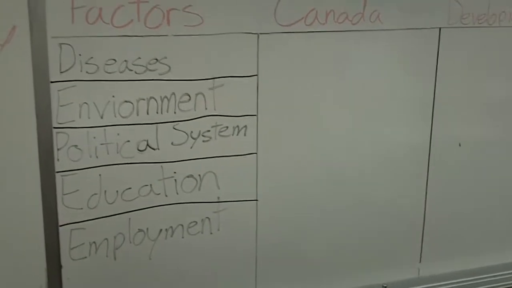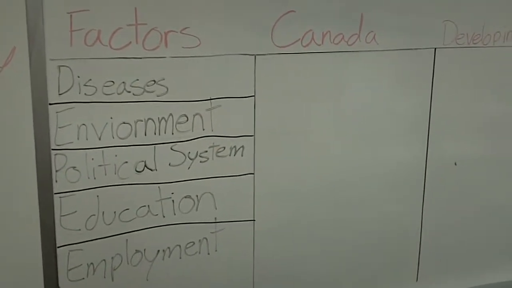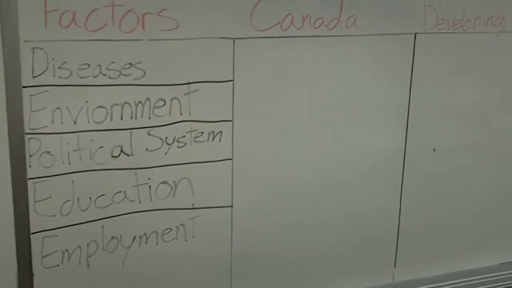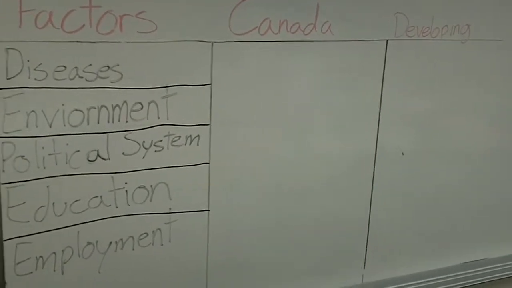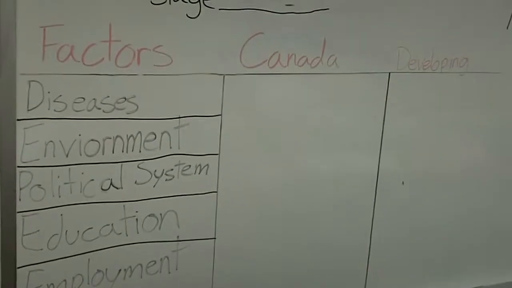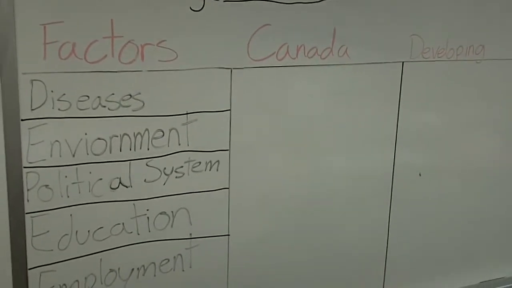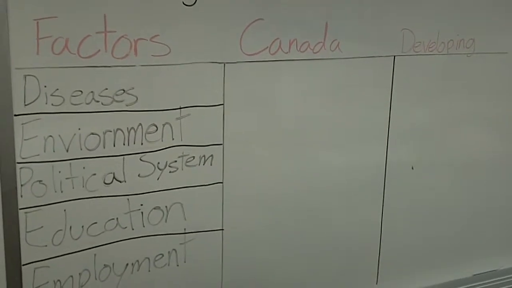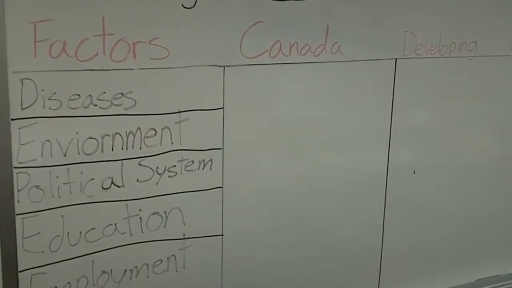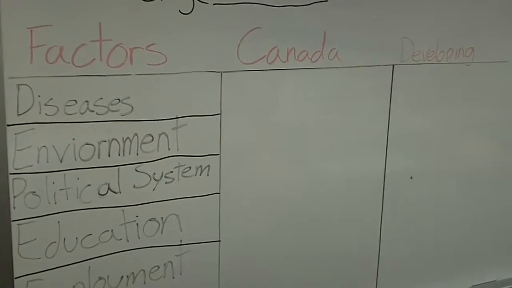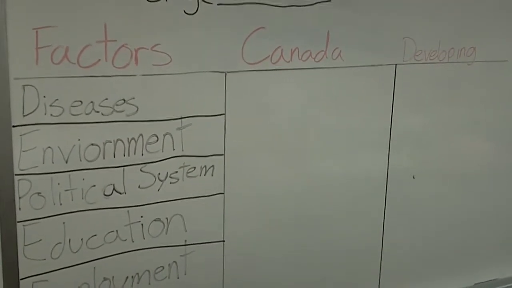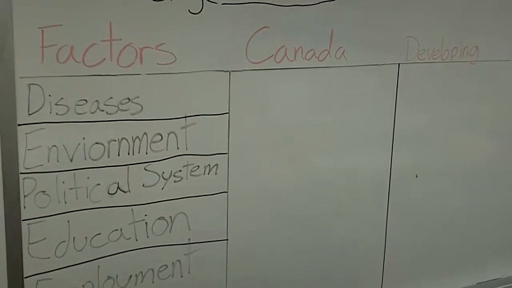We also looked at concepts such as disease, environment, political system, education, and employment. And we saw that Canada, for instance, in its political system was democratic, whereas poorer countries are usually dictatorships. Environmentally, we have lots of fresh water, lots of abundant resources. Countries with poverty have no resources, or it's hard to extract. In terms of diseases, we have great healthcare, vaccination. Countries with poverty do not have these things, and as a result, they're constantly playing catch up.